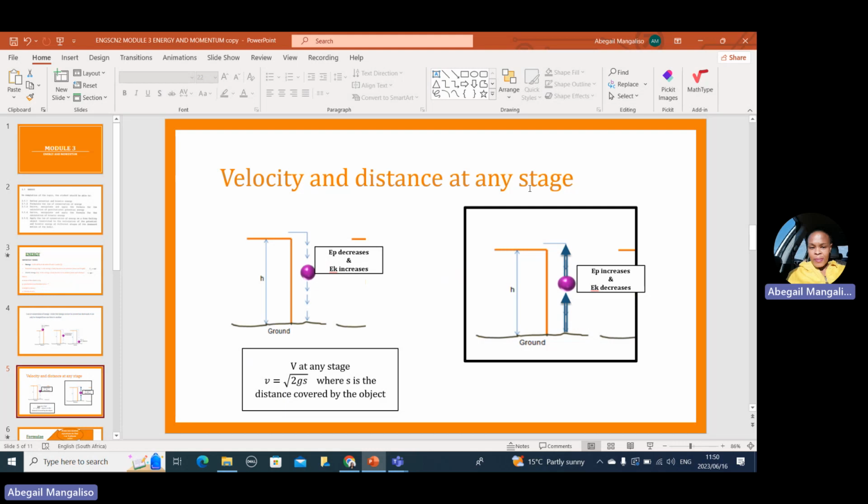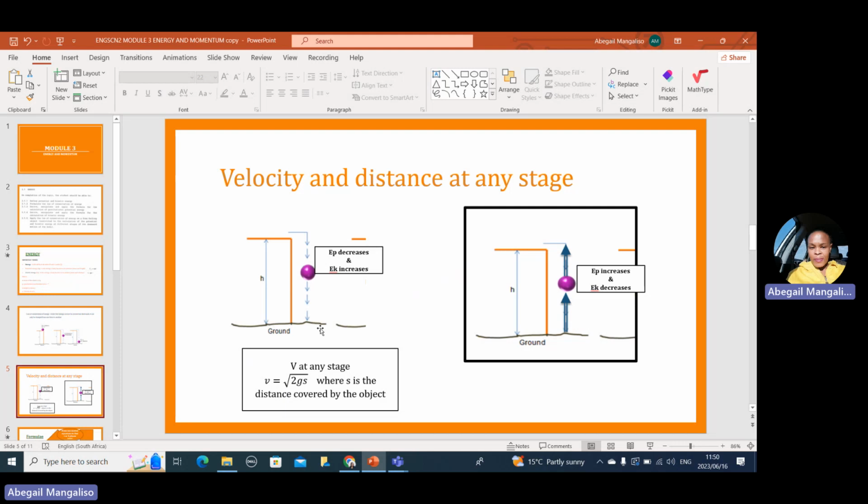Velocity and distance at any stage. So one of the things we're going to calculate in this chapter will be the velocity or the height at any stage. So when the object is falling down, if a question says calculate the velocity, let's say the initial height was 10 meters, and the question says calculate the velocity when it has fallen 2 meters.